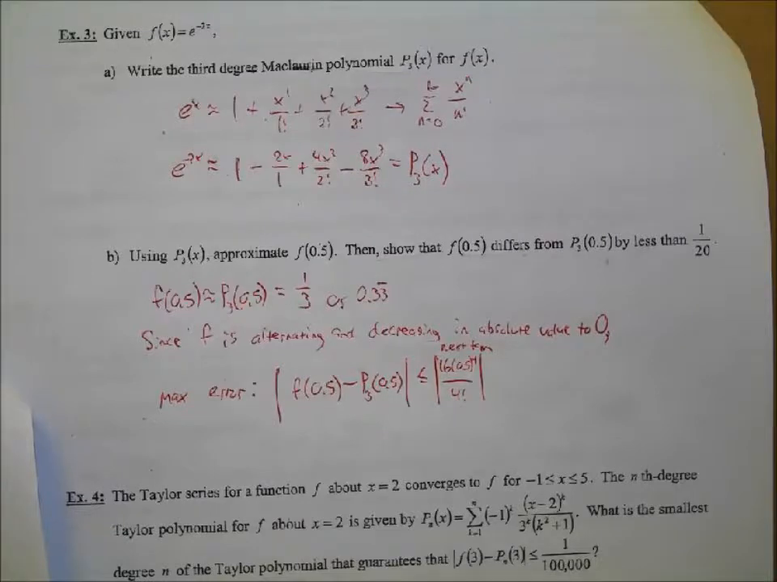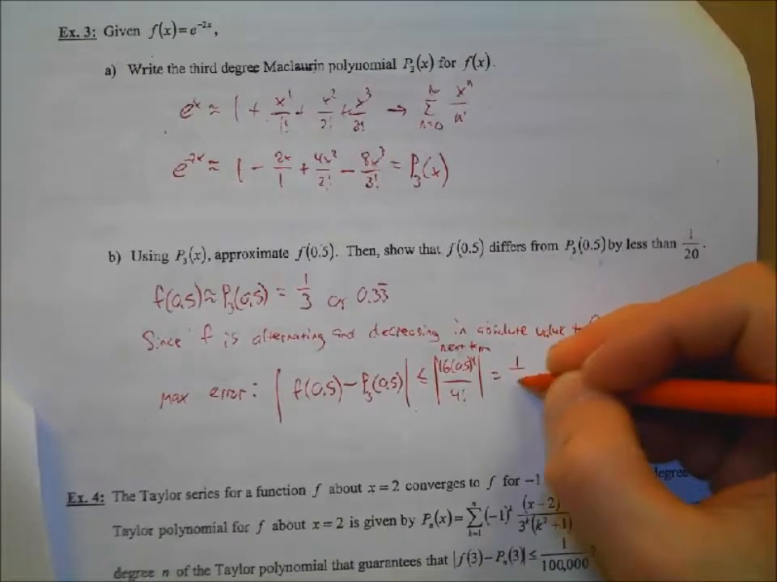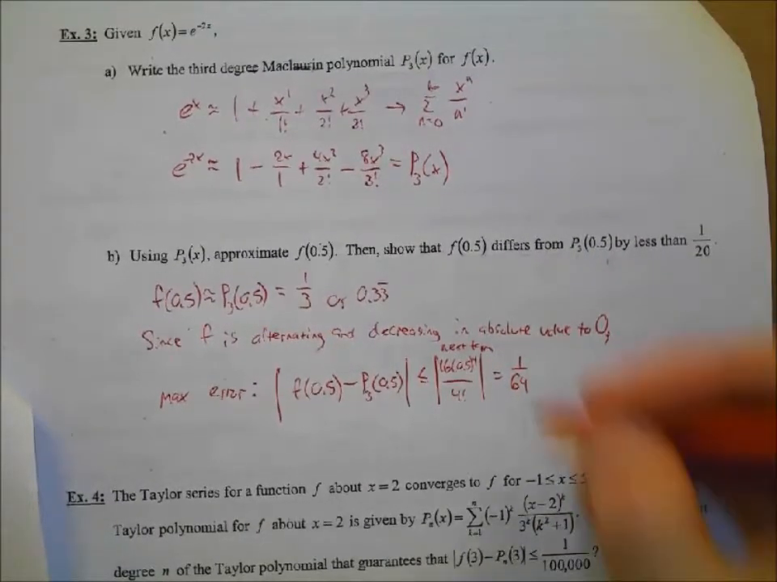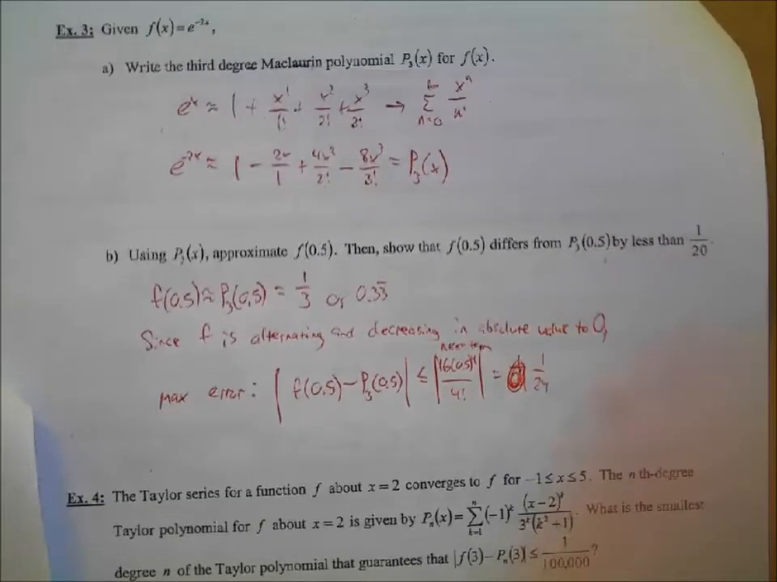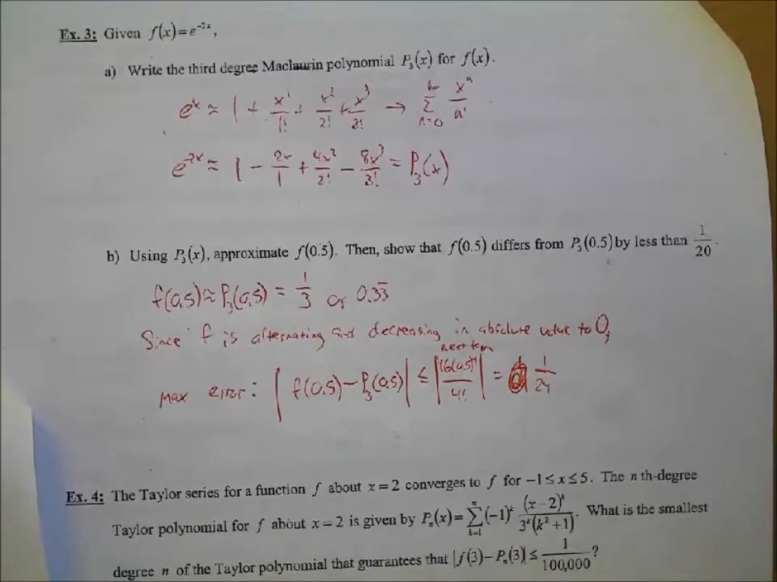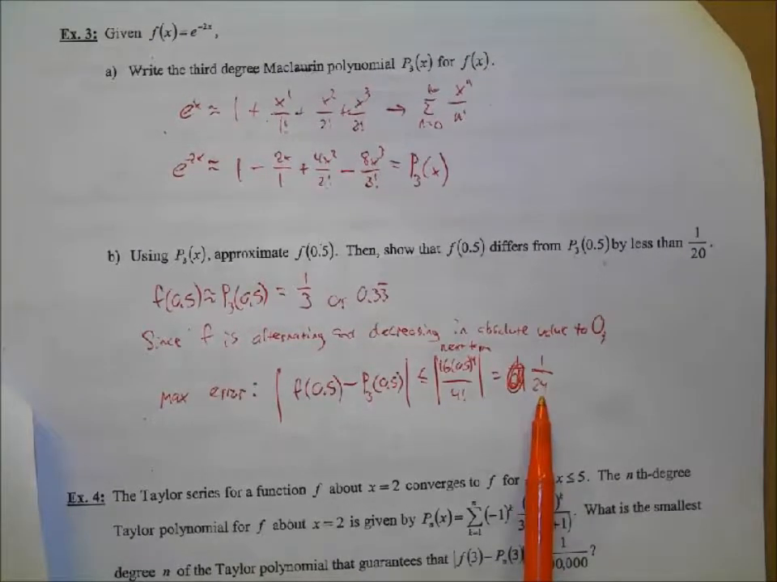I'll just put the 0.5 in for x there. So again, using our calculators, we'll just type this in: 16 times 0.5 to the 4 over 4 factorial. Math, enter, enter. 1/24th is what we get. So according to our calculations here, the maximum error is 1/24th.